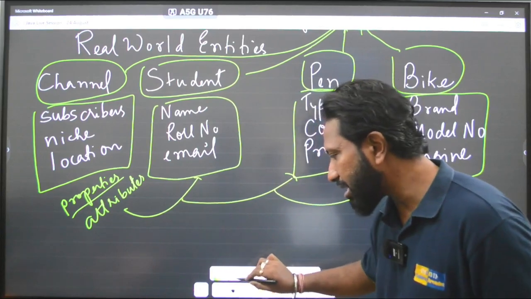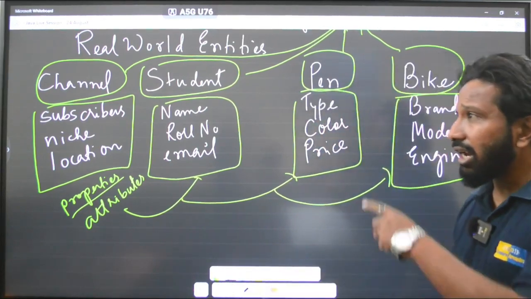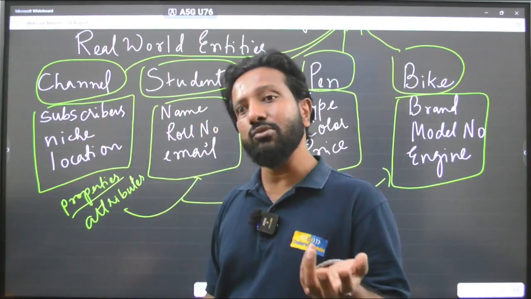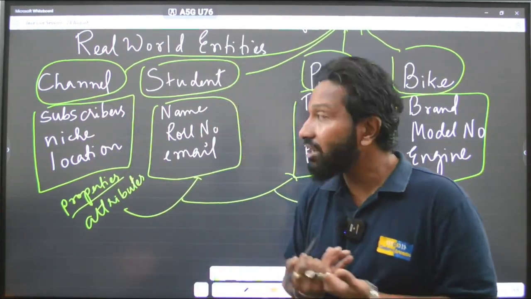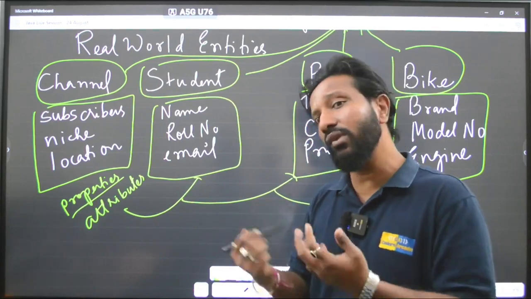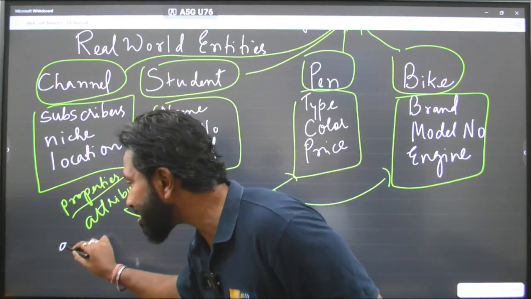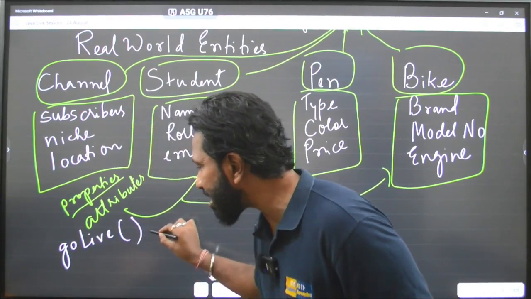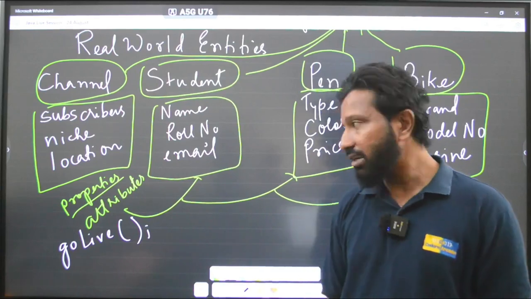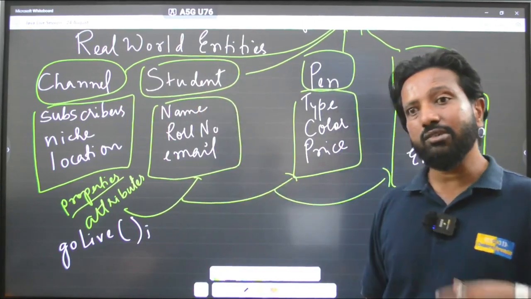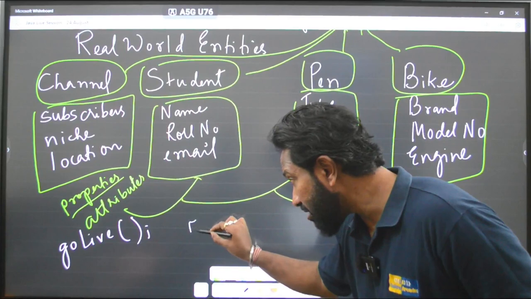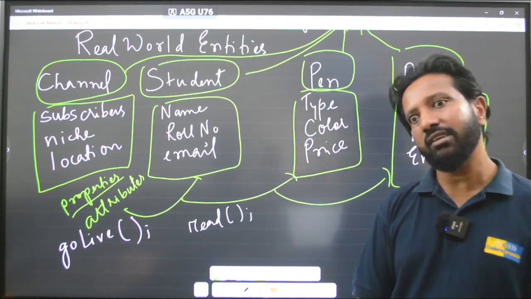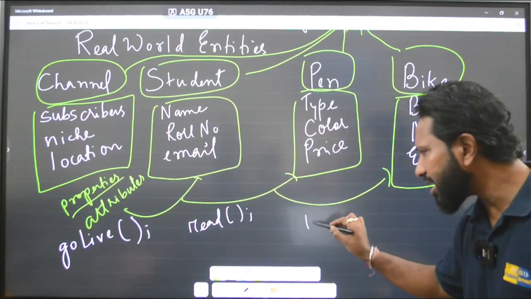Okay. So, let me just drag it a little bit up and tell you one thing. And say I am writing one more thing. A channel. What can a channel do? I have a YouTube channel, CodersArcade. What can we do? We can go live. I am writing like this, go live and giving a bracket like this. Okay. What can a student do? A student can read. Got it? What can a pen do? A pen can write.